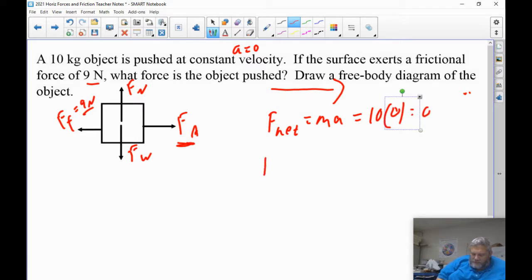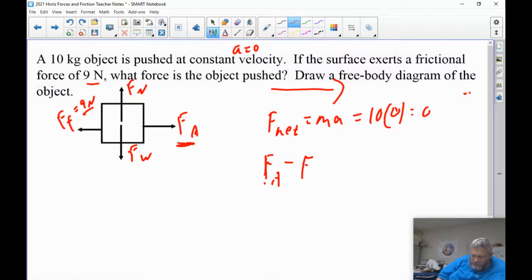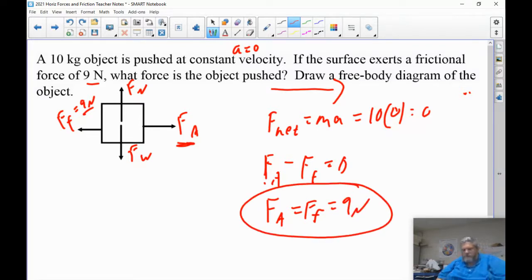So that tells me that the applied force minus the frictional force is equal to 0. Or the applied force is equal to the frictional force, which is equal to 9 newtons. So the applied force is just 9 newtons because it's moving at a constant speed.